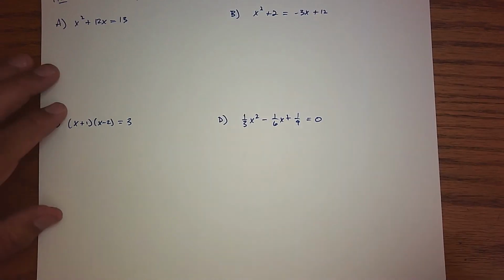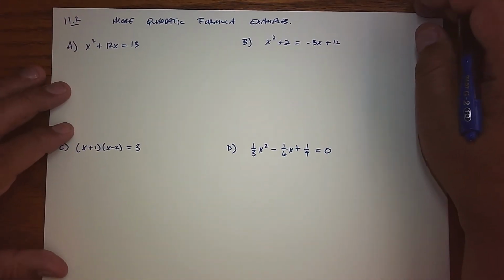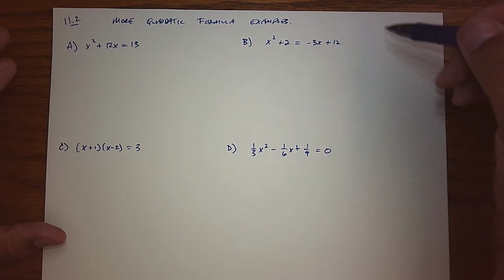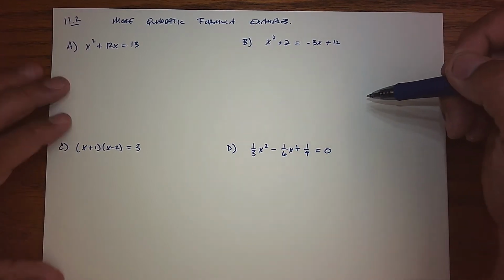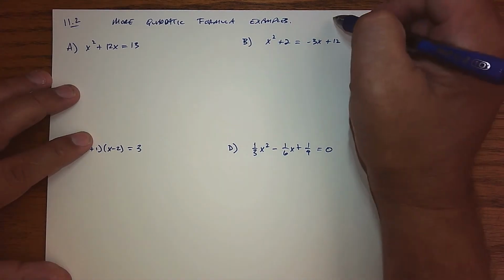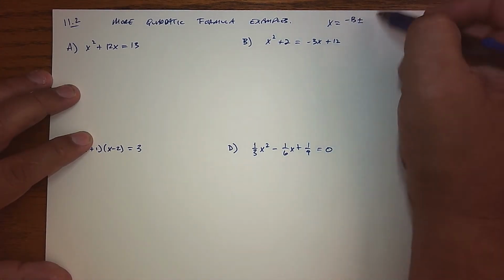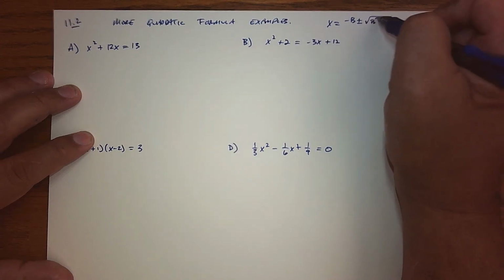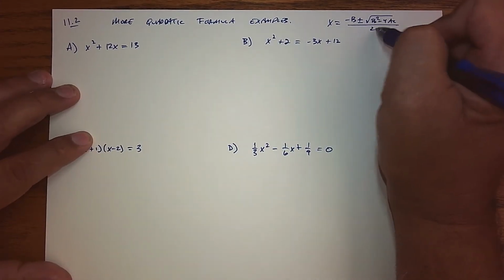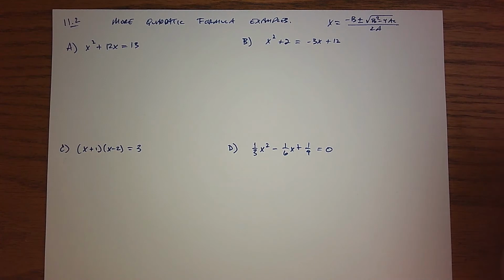Okay, let's continue to solve equations using the quadratic formula. There are some little challenges in the next round just to be aware of. Again, the goal is to use the formula negative b plus or minus the square root of b squared minus 4ac, all over 2a. So that's our goal.